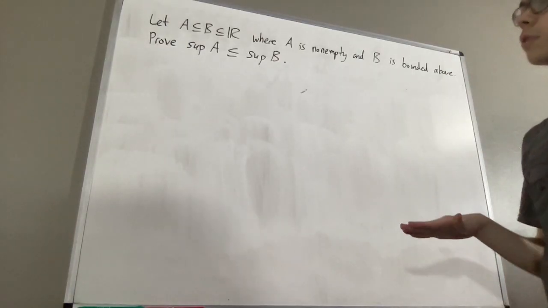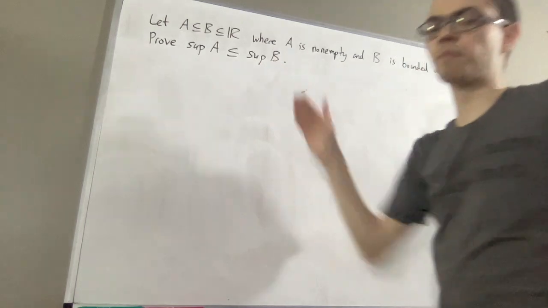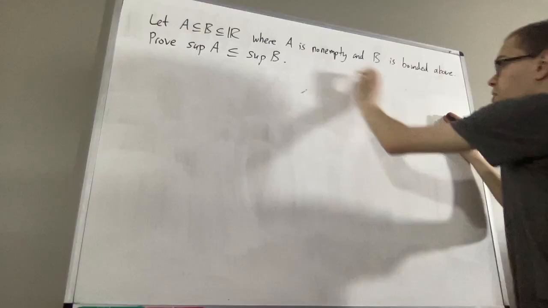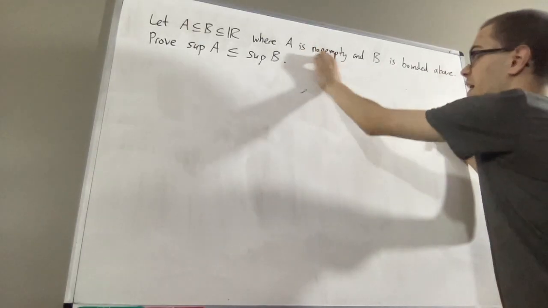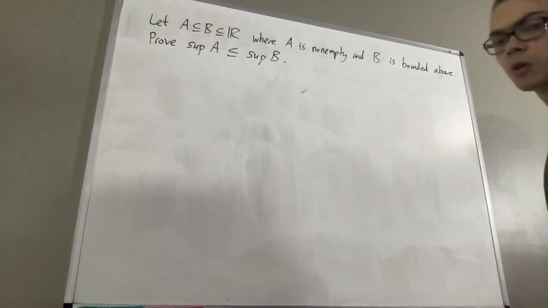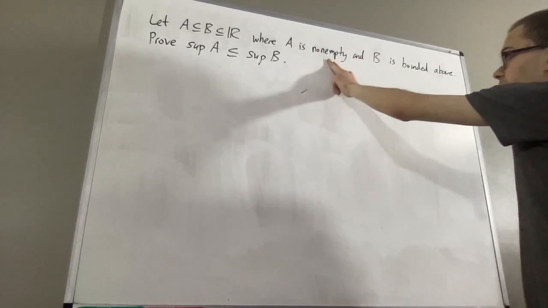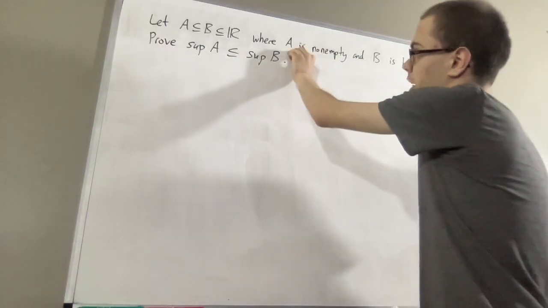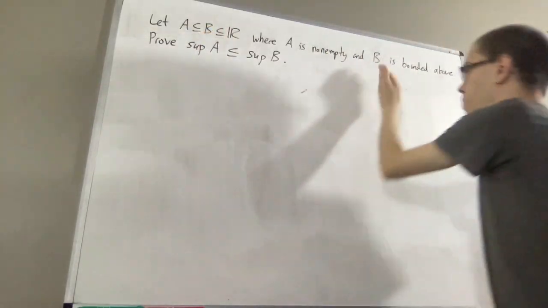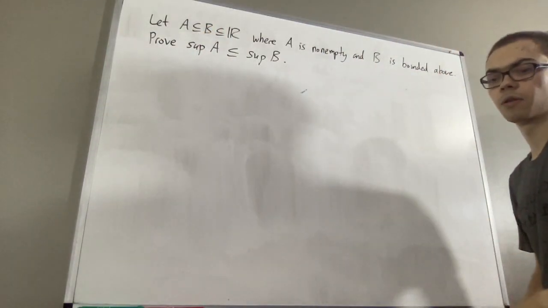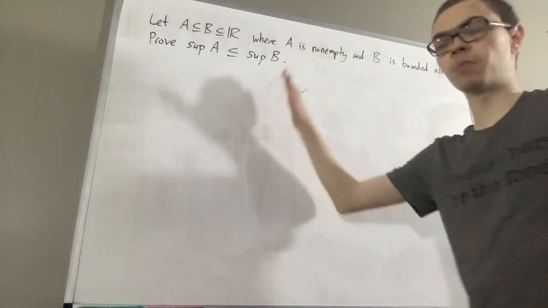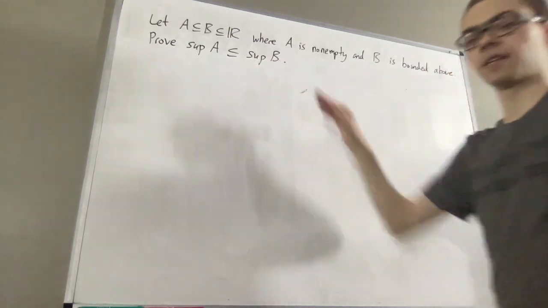Now, it's clear that the supremum of A and the supremum of B both exist, right? From the fact that B is bounded above, it follows that A is bounded above. From the fact that A is non-empty, it follows that B is non-empty. Let's see why that's true. First of all, if A is non-empty, we can choose some element x naught in A. Since A is a subset of B, x naught belongs to B, and so B is non-empty. So B is non-empty and bounded above. So by the completeness property of real numbers, supremum of B must exist.